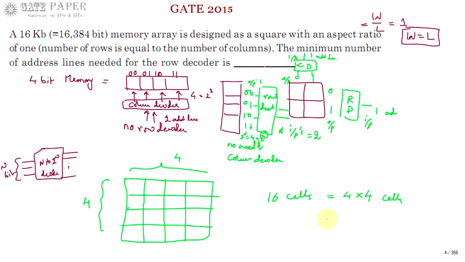Okay. So simply you can write it as follows. If you are going for x cells, then you go with root x into root x for the square. The square root of x will be treated as the number of rows and the number of columns, then it will be treated as a square array. Okay, now we are going for 16 kilobytes.